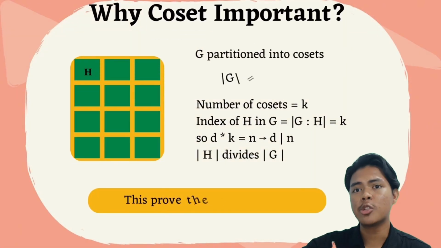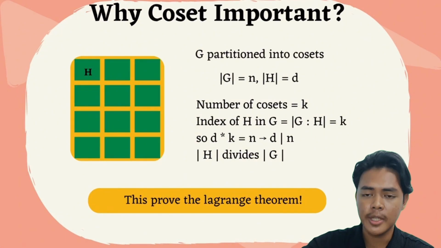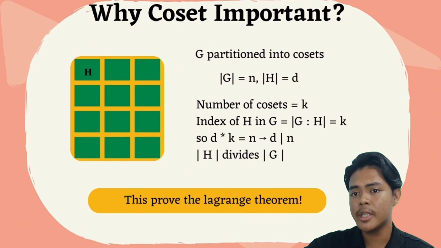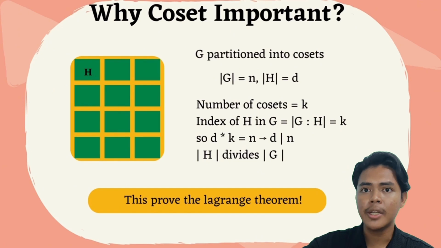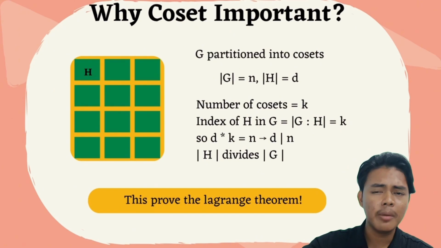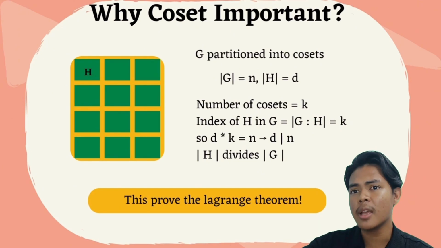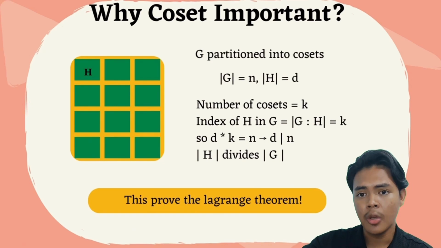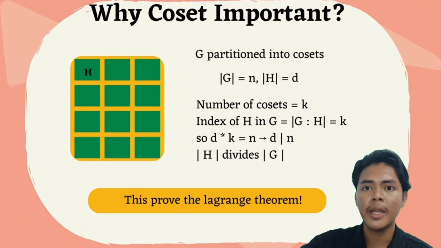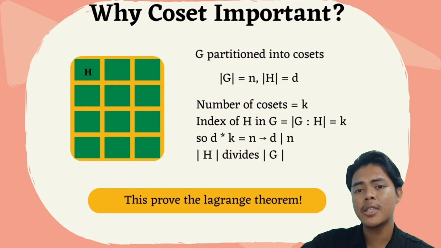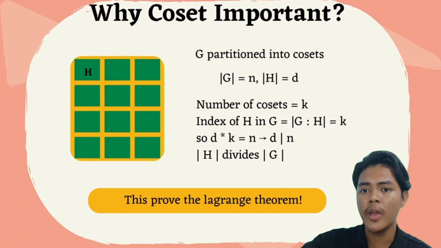Let's say we manage to split G into non-overlapping cosets. Then the order of G is n and the order of H is d. Let the number of cosets be k. The number of cosets is called the index of H in G. So we have d times k equals n. In other words, d divides n. This means the order of H divides the order of G. Hence, this proves the Lagrange theorem.